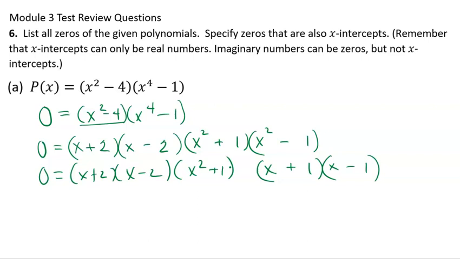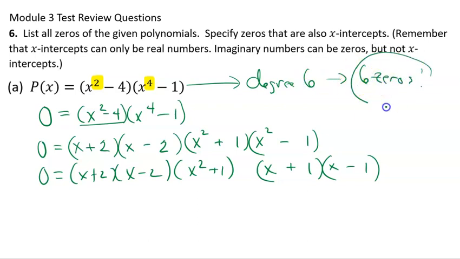Now, how many zeros am I supposed to have? Like I got an x squared times the x to the 4th. That tells me right there this is a degree 6. Notice I didn't ask for the degree, but it is a degree 6, which means it has 6 zeros. So I need to have 6 answers down here when I get finished.